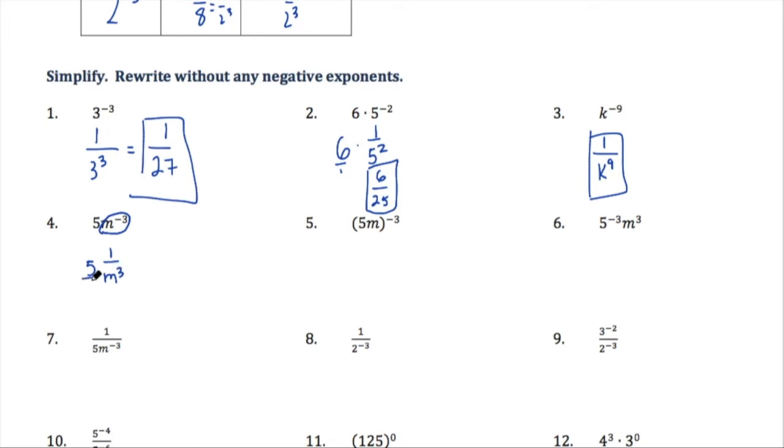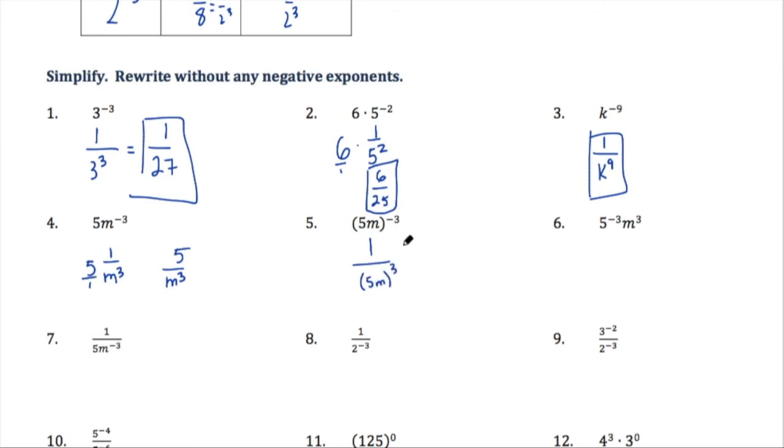Since that's 5 over 1, we're going to go ahead and multiply the numerators together to get 5 over m to the 3rd. Great. Now, if we compare, and I'll erase it so we can see clearly, this one, number 5, to number 4. So number 5, notice the 5 and the m are in parentheses, and that parenthesis is raised to the negative third power. So this time, since that whole thing is to the negative third power, that whole thing moves to the bottom to the third power.